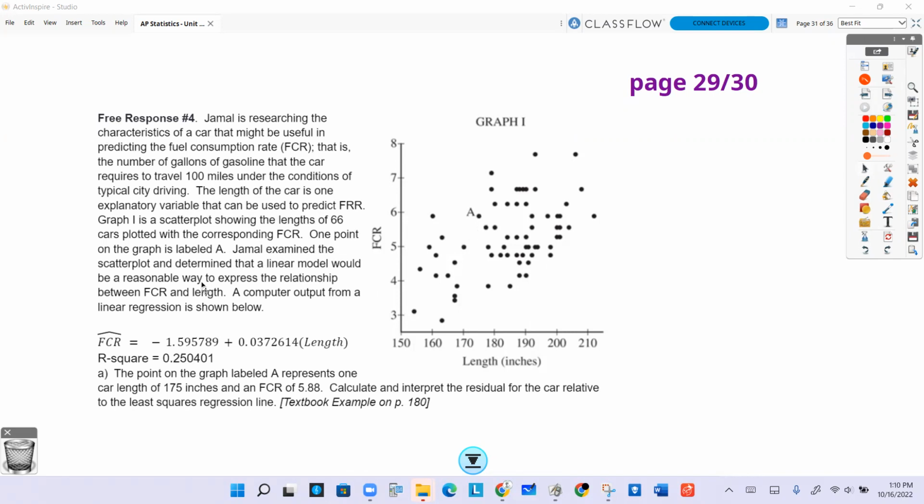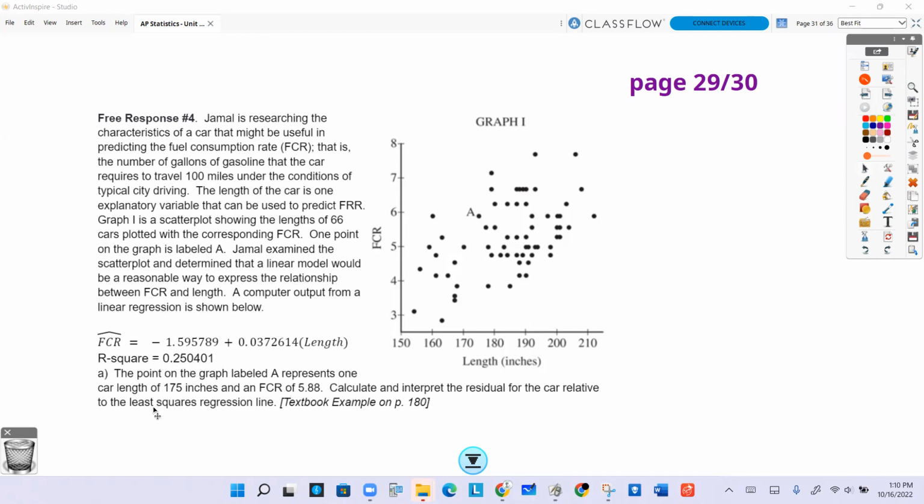Jamal examined the scatter plot and determined that a linear model would be a reasonable way to express the relationship between FCR and length. A computer output from a linear regression is shown below with some of the information here. It's got R squared, pretty small. And here is your equation.